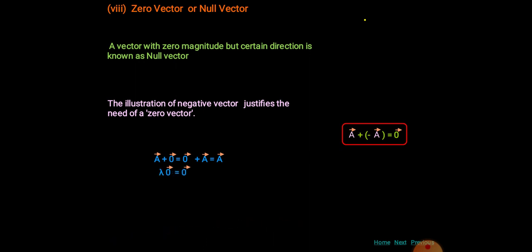A. Next here, lambda into 0 is equal to 0. Any quantity into 0 is 0. Next here, 0 into vector A is also 0. So the magnitude of the zero vector is 0. In the definition we have seen a vector with zero magnitude is called a zero vector.